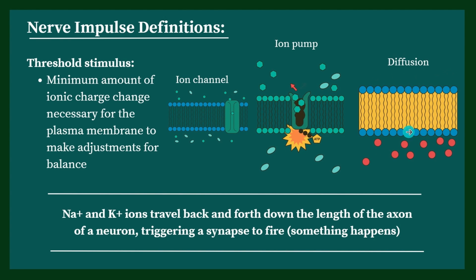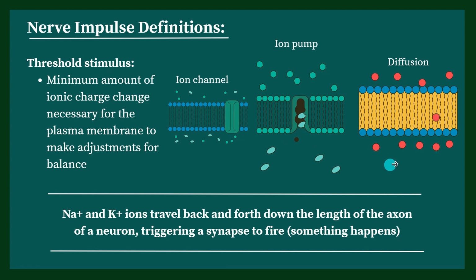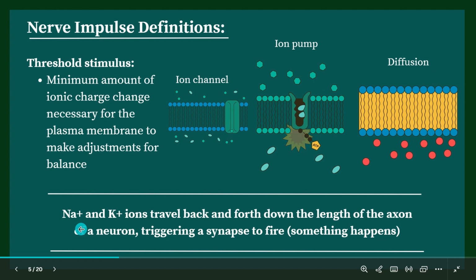And then there's diffusion, when you have less of an ion on one side and more of an ion on another, and it just goes right through the membrane to spread it all out so it's even. Come back to threshold stimulus in a second.